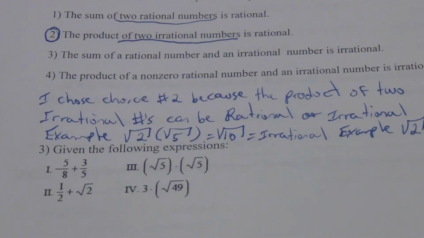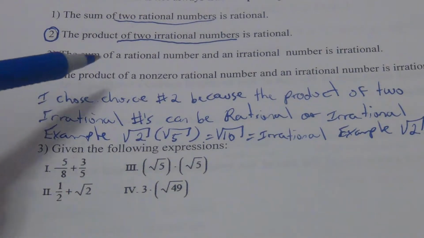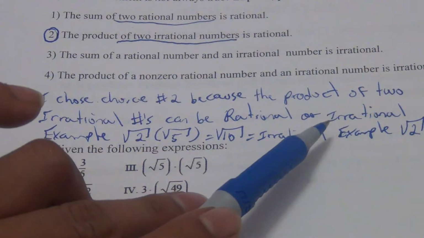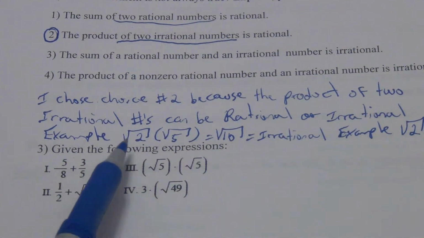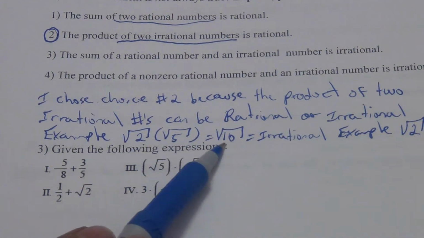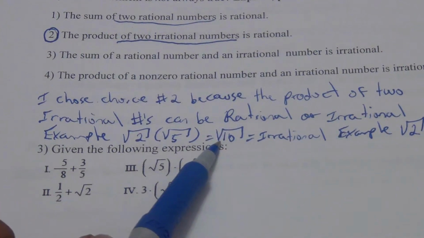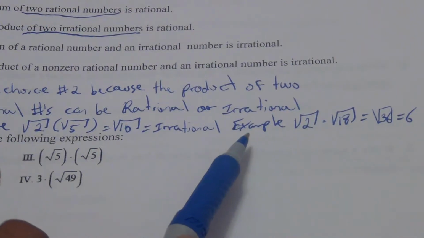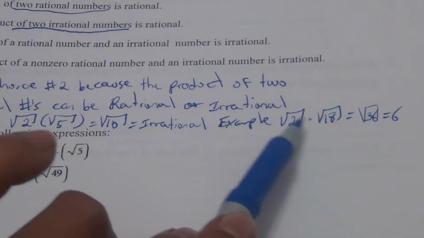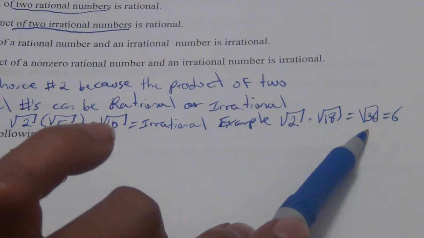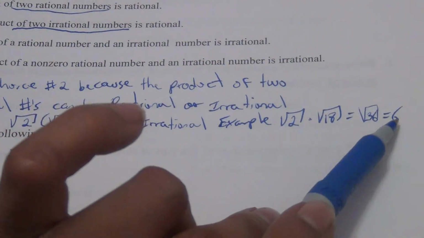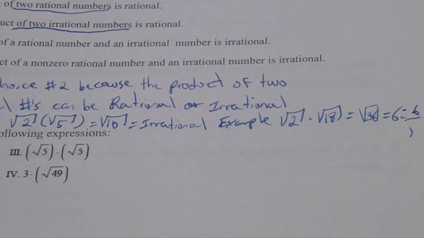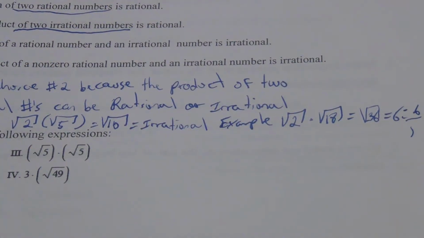So once again, you could write, I chose choice number 2 because the product of two irrational numbers can be rational or irrational. Example number 1, radical 2 times radical 5 equals radical 10, which is irrational because there's no square root of 10 that is perfect. And then example number 2, radical 2 times radical 18. That 2 times 18 is 36, so that's radical 36. And the square root of 36 is 6. 6 is a rational number because it can be written as 6 over 1, which is a fraction. See that? Not bad, right?